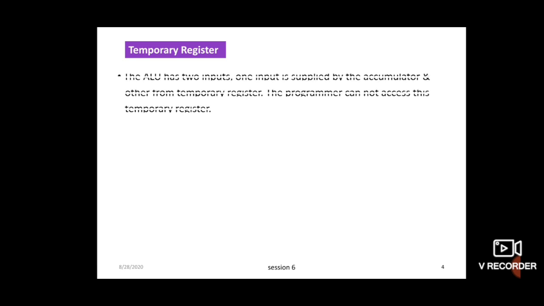Now next is temporary register. You know what is the meaning of temporary? Temporary means it stores for a short term. The ALU has two inputs. One input is supplied by the accumulator and the other from the temporary register. The programmer cannot access this temporary register. What is ALU? ALU means arithmetic logic unit. We will explain the function and block diagram of ALU in detail in the next session. But remember, in this ALU arithmetical and logical operations are calculated.